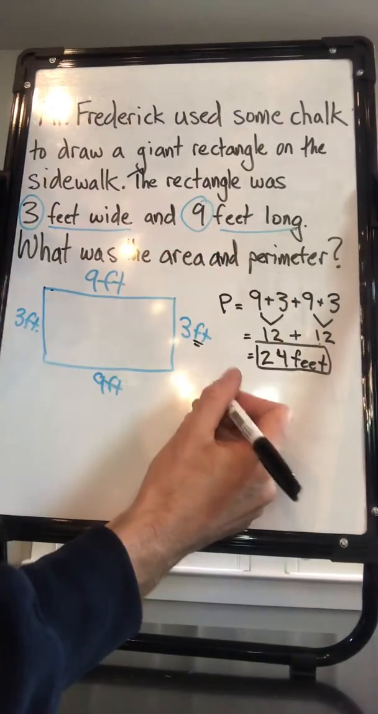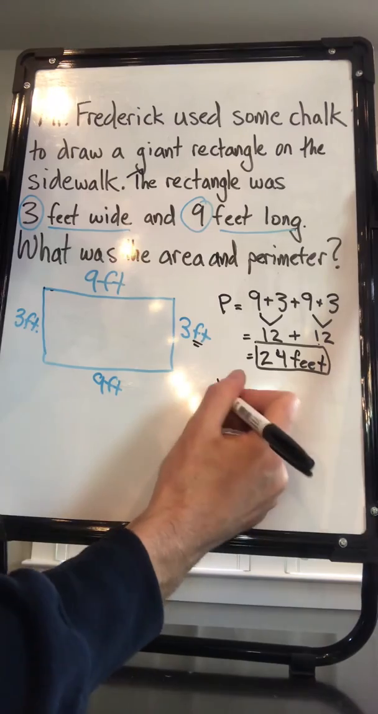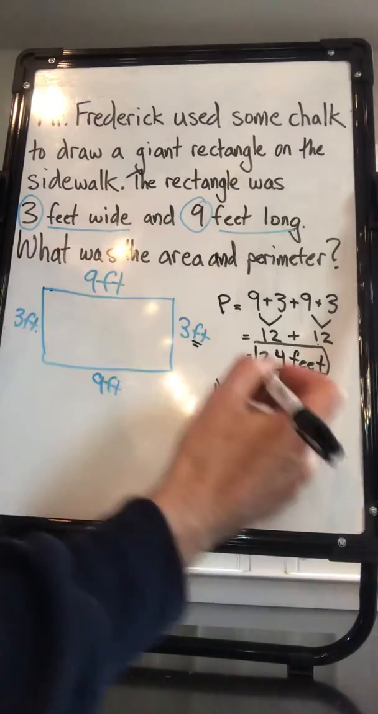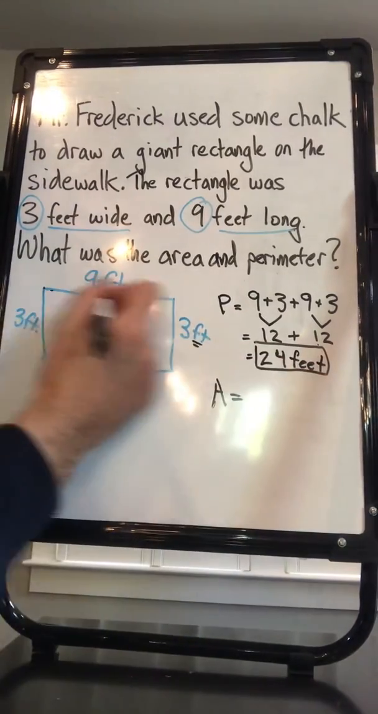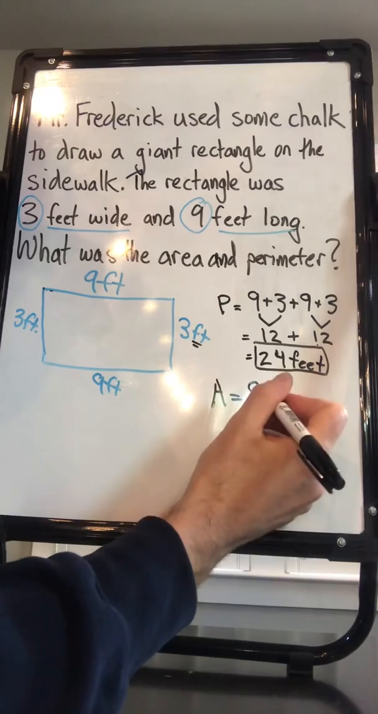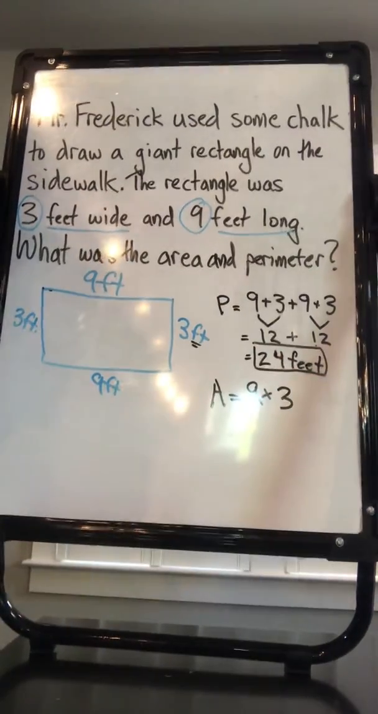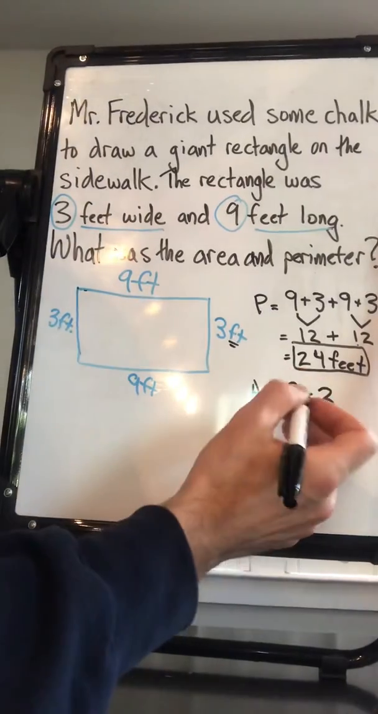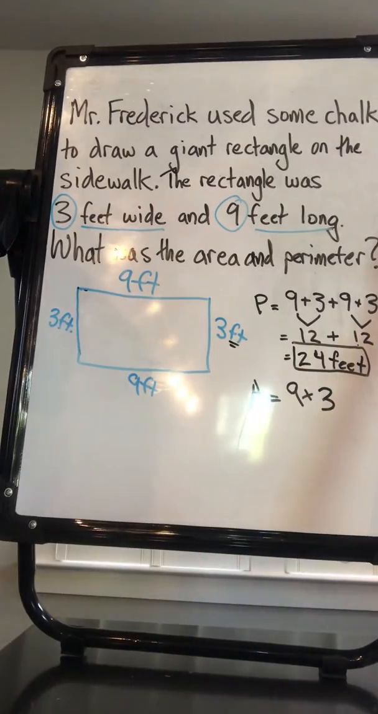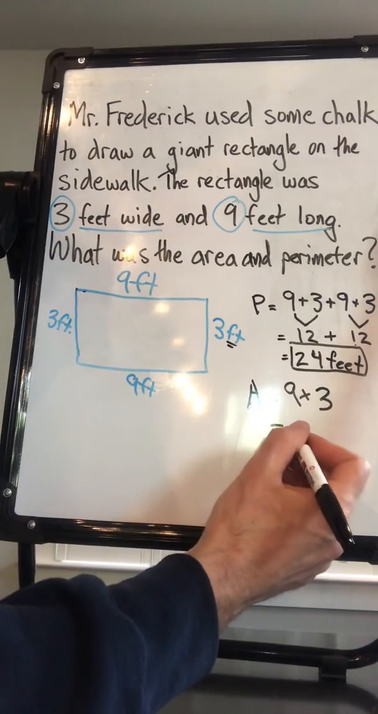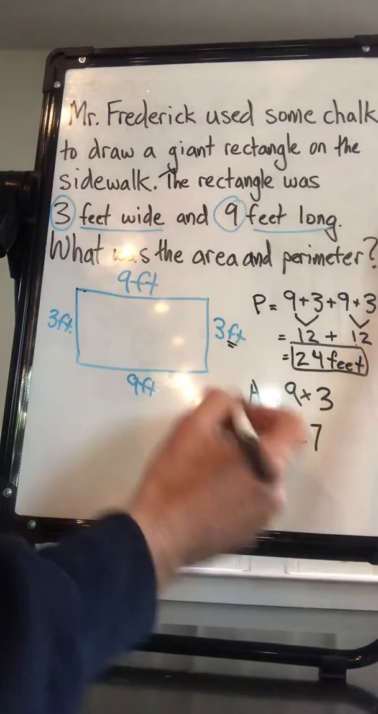Now let's solve for the area, because the problem also asked for the area. So I'm going to put A for area, and I know that area is the length, 9, times the width, which is 3. So all I need to do is solve 9 times 3. I know 9, 18, 27, so I know that 9 times 3 is 27.